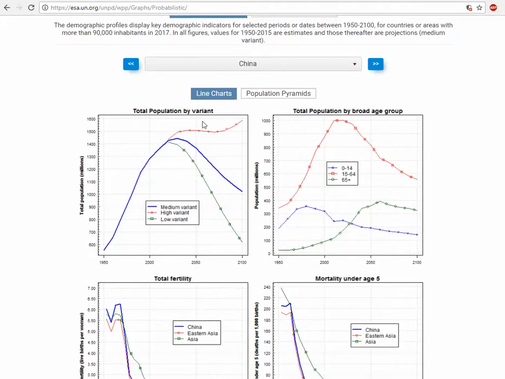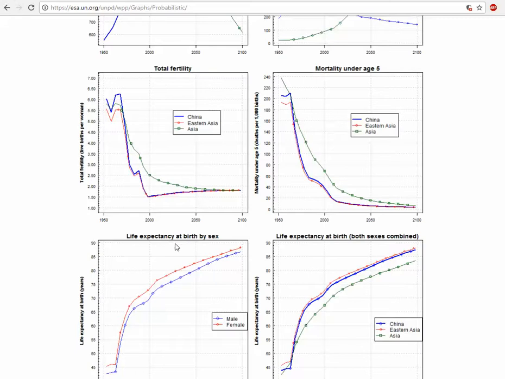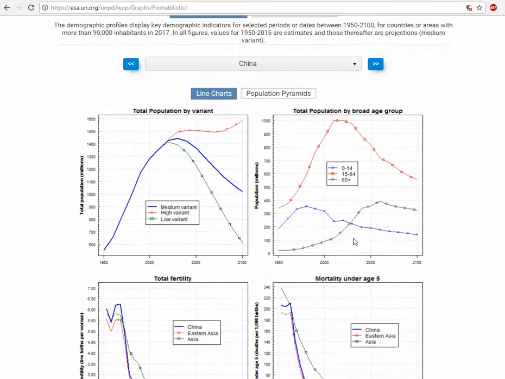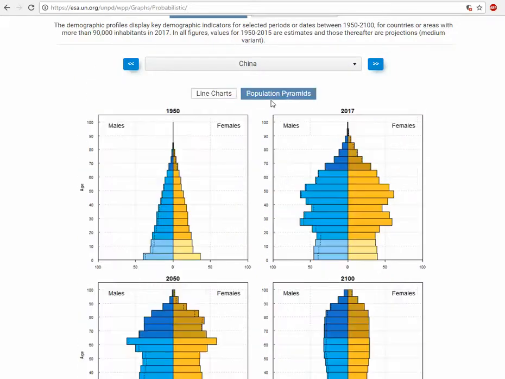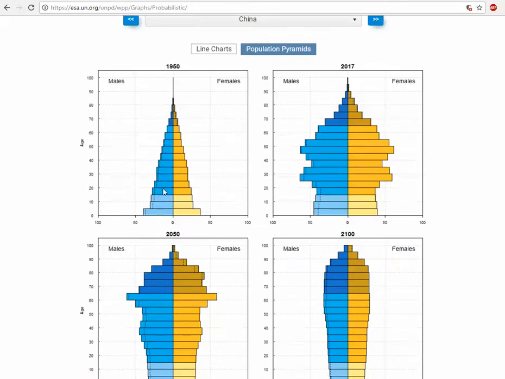There's total population by variant, total population by broad age group, total fertility, mortality under age 5, life expectancy at birth by sex, and life expectancy at birth both sexes combined. You can also go to the population pyramids and see the number of people for each of the age categories.